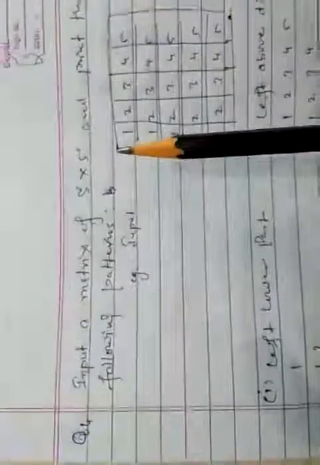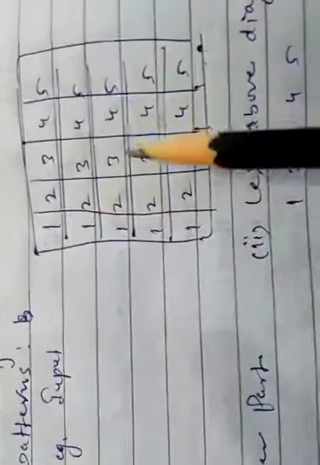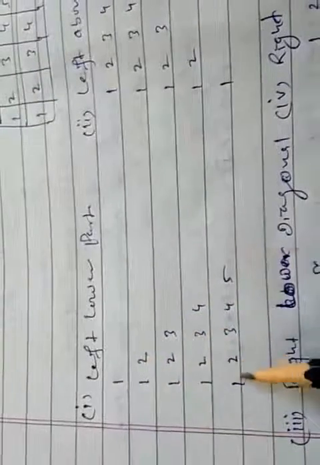Good morning students. Today's first question is: input a matrix of 5 by 5 and print the following patterns. Suppose this is the matrix of 5 by 5. First, we have to print the left lower part. So this will be 1, then 1 2, then 1 2 3, and this is called the left lower part, up to 5.